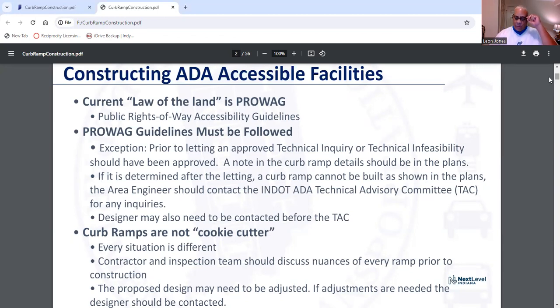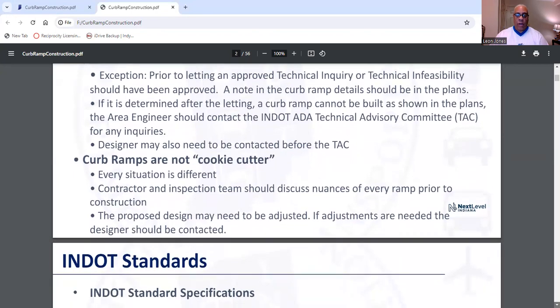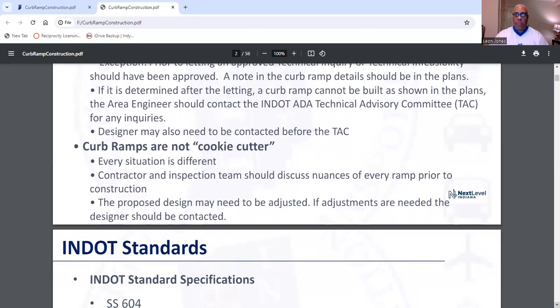Now, let me tell you about ADA ramps, and I've inspected a number of them. ADA ramps are not cookie cutter. Why? You have different types of ramps and every situation is different. So the contractor and inspection team should discuss the nuances of every ramp prior to construction.